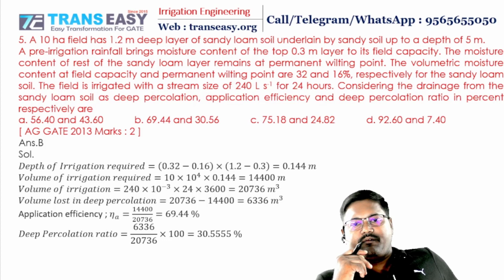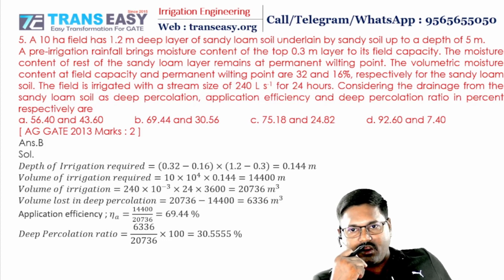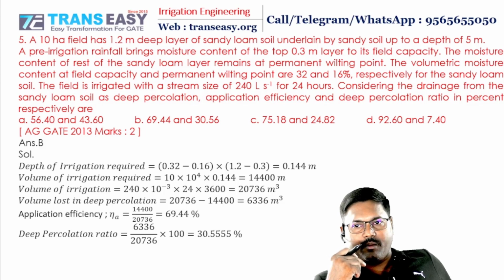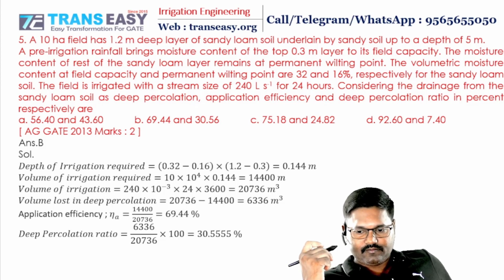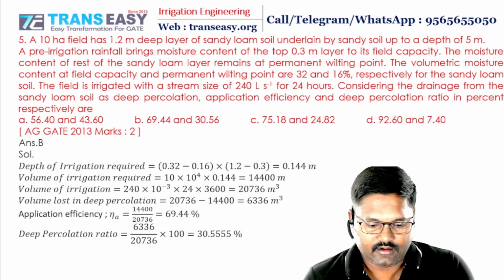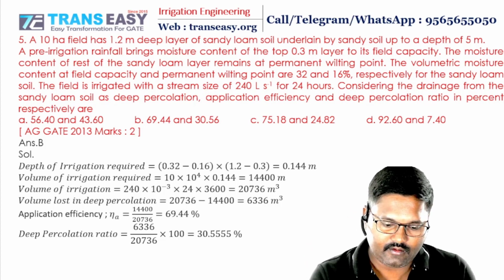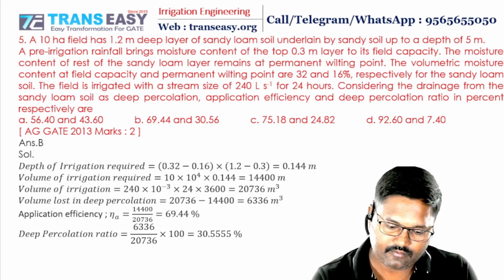Question number 5. A 10 hectare field has 1.2 meter deep layer of sandy loam soil underlain by sandy soil up to depth of 5 meter. Area of the field is given.